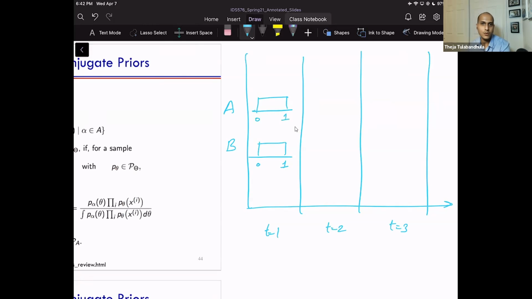Since I don't know which one is better, I'll have a distribution. These are priors, or just distributions over the mean reward. I don't know what the reward is, so it could be anywhere between 0 and 1 for either one of them. At time t equal to 1, what I'll do is sample a number. Maybe with A I get some number, with B I get some other number.